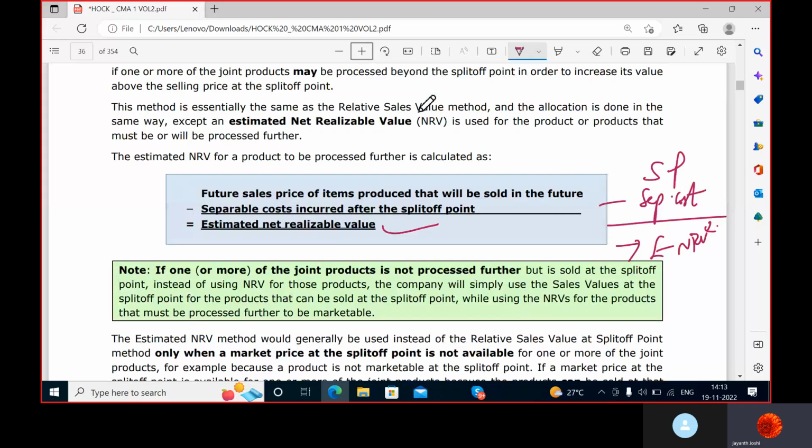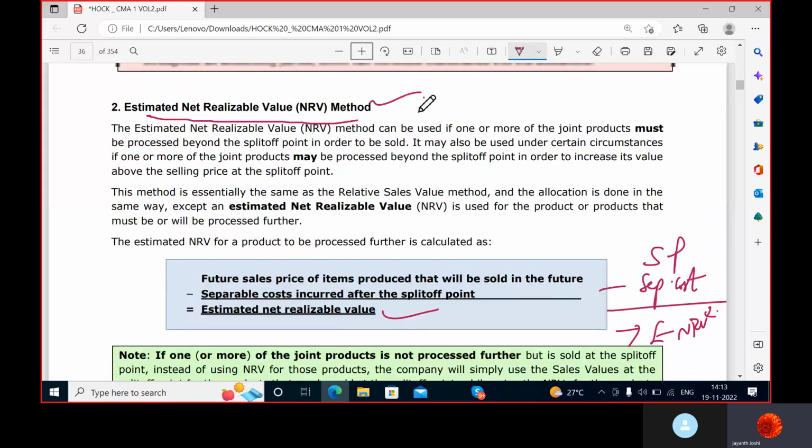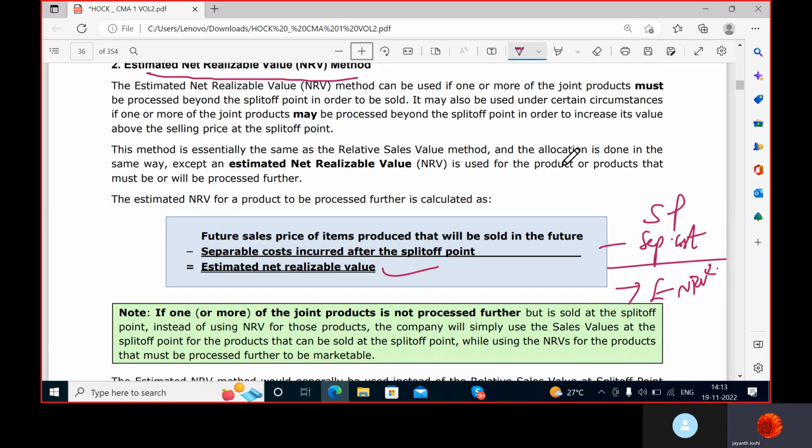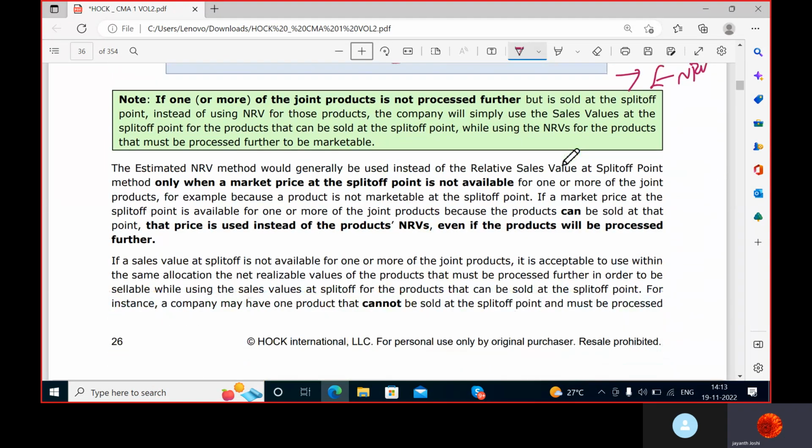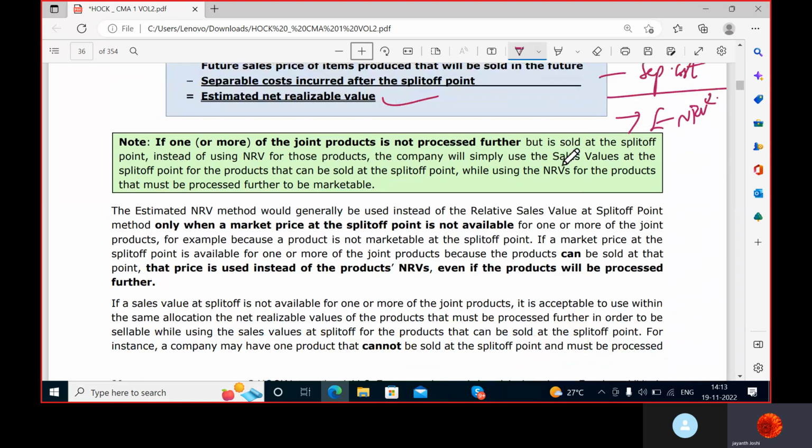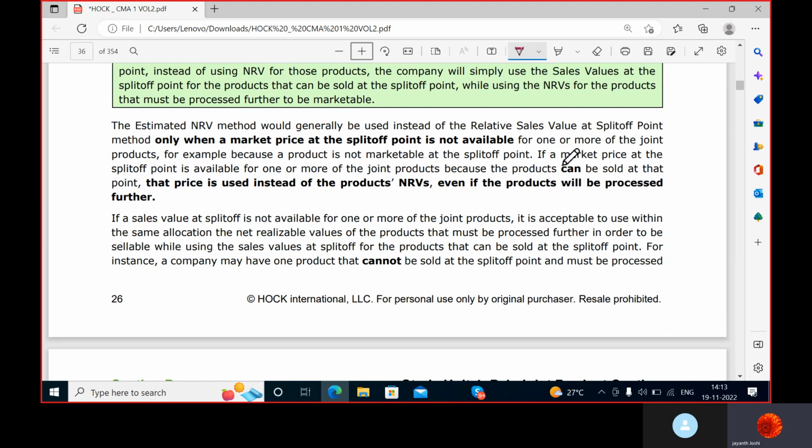Sales price of items produced that will be sold in the future. You are estimating the selling price, it seems. This is something that must be processed beyond the split off point. Fine, this we discussed already. If one or more of the joint products are not processed further but sold at split off point, instead of using NRV, the company will simply use the sales value. While using NRV is for a product that must be processed further to be marketable, that is okay.